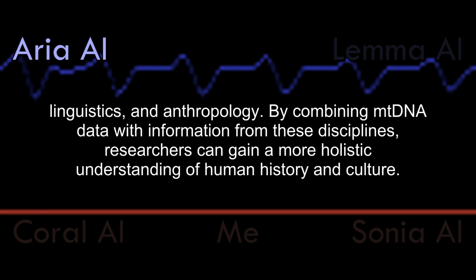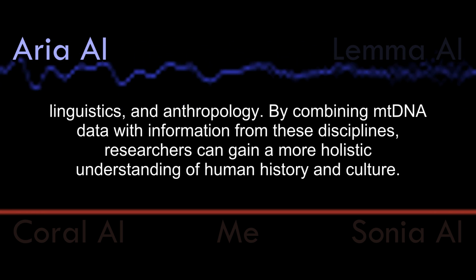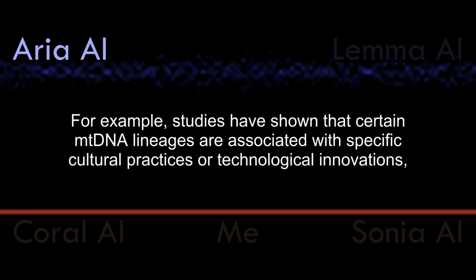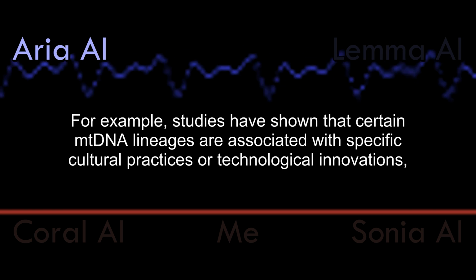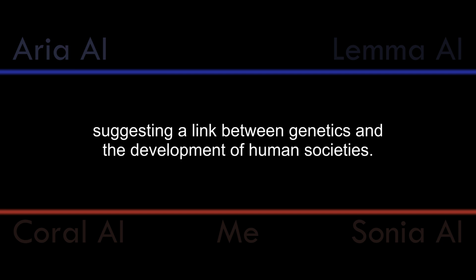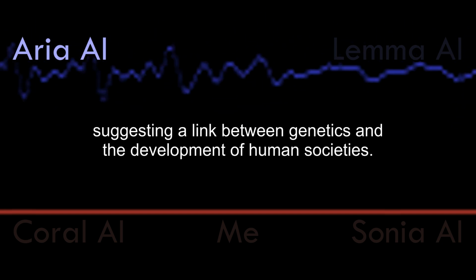Another exciting area is the integration of mitochondrial genetics with other fields such as archaeology, linguistics, and anthropology. By combining mtDNA data with information from these disciplines, researchers can gain a more holistic understanding of human history and culture. For example, studies have shown that certain mtDNA lineages are associated with specific cultural practices or technological innovations, suggesting a link between genetics and the development of human societies.